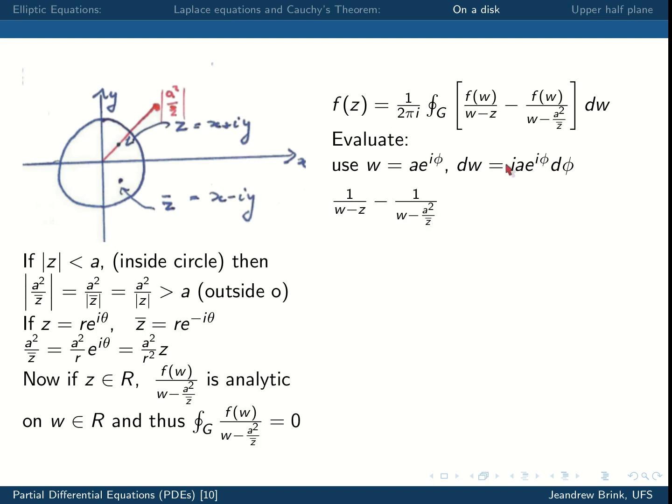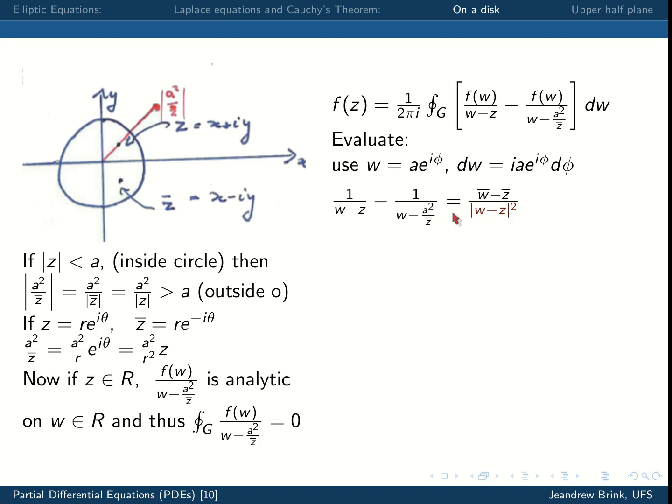Okay, so what we want to do now, you can always factor out f of w and put it here. And then you're left with 1 over w minus z. w is always stuck on the boundary, and you can express it in polar coordinates that way. z is any point in the actual disk, and you can express it using those polar coordinates. Right, minus 1 over w minus a squared over z bar.